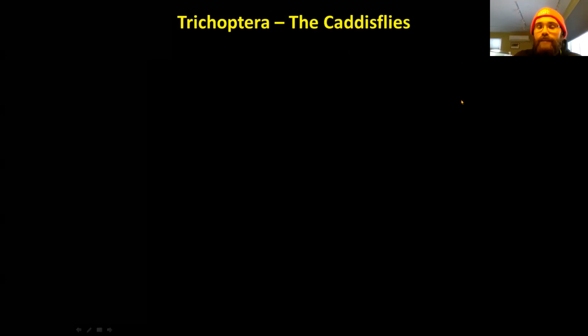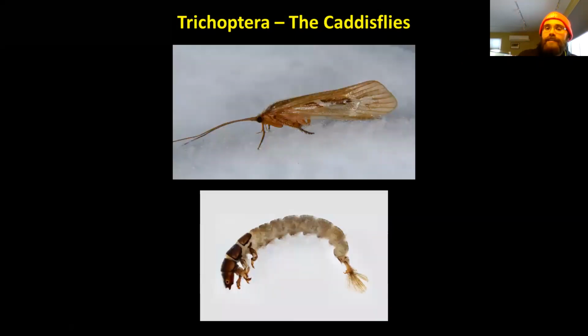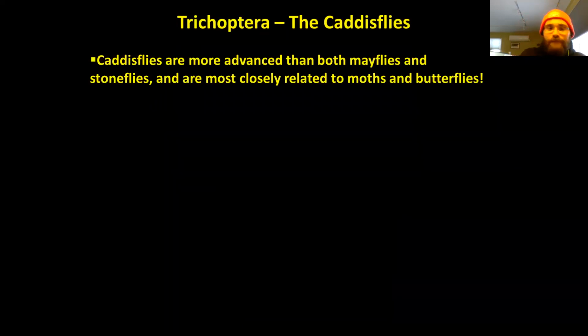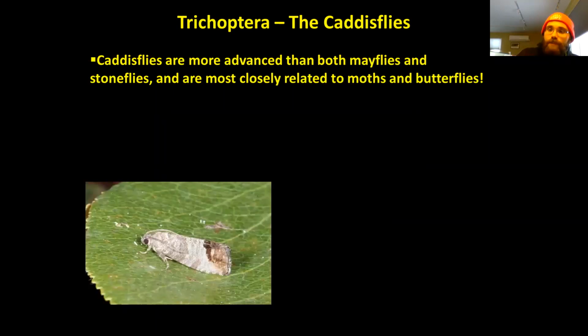So now we have the trichopterans, which are the caddisflies. Now with these ones, when it comes to the immature stage, we refer to them as larvae instead of nymphs. So that is one of the differences between the mayflies, the stoneflies, and the caddisflies. And continuing on with the theme, caddisflies are more advanced than both mayflies and stoneflies, and they're actually most closely related to moths and butterflies.